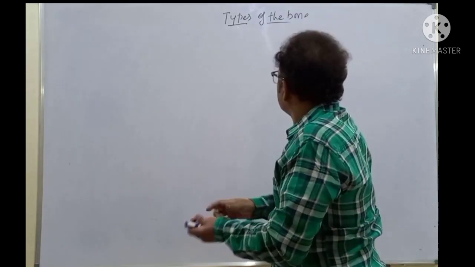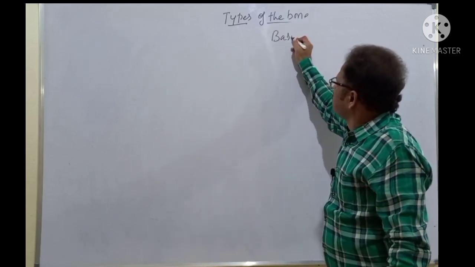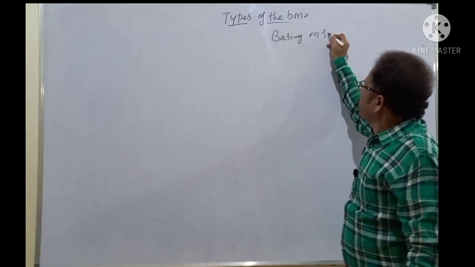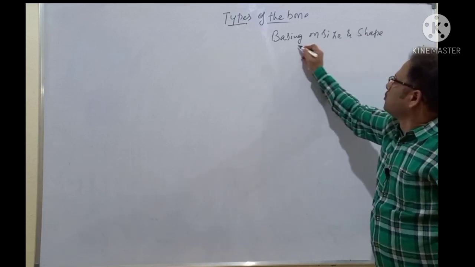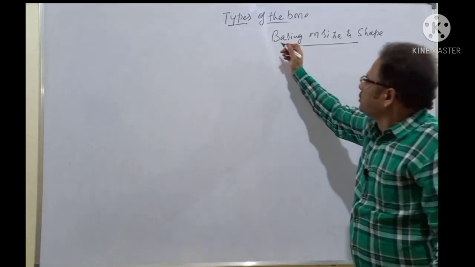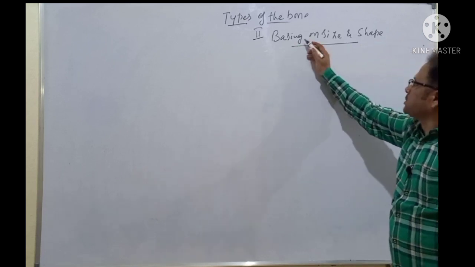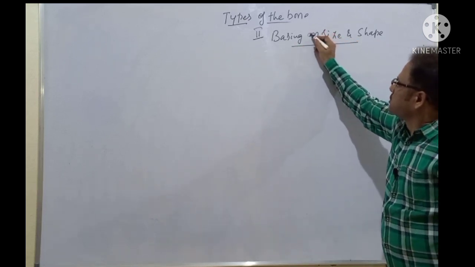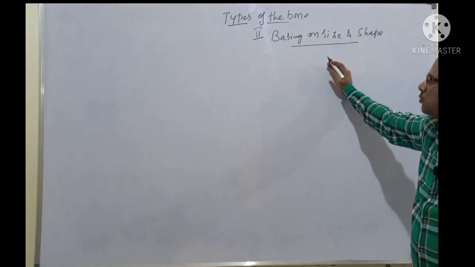Next one is basing on size and shape. First one was the mode of formation, the manner of formation. This is the second type. What is the second type? The criteria basing on the size. What is the size and what is the shape of the bone? There are different types of bones out there.